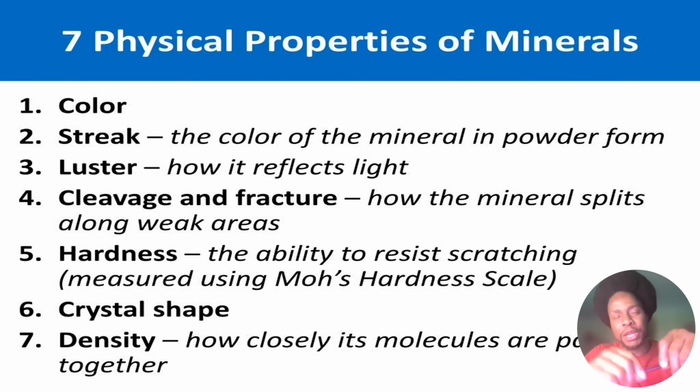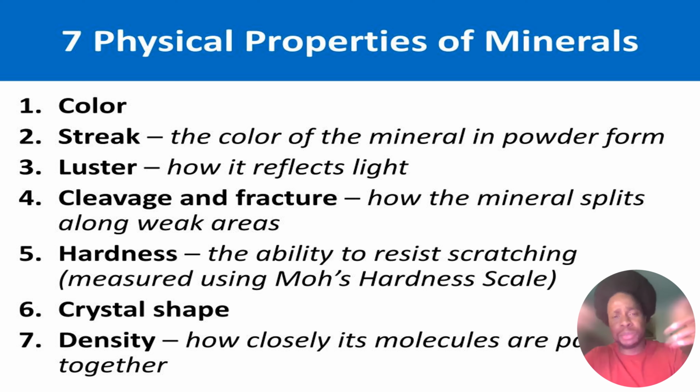All right, now we're going to talk about the properties of minerals. What we discussed earlier are the criteria for anything to be considered a mineral. Now, a mineral would have different properties. For example, a mineral would have a color, a streak, a luster, the breakage, cleavage, or fracture. You're going to have hardness, crystal shape, and density.